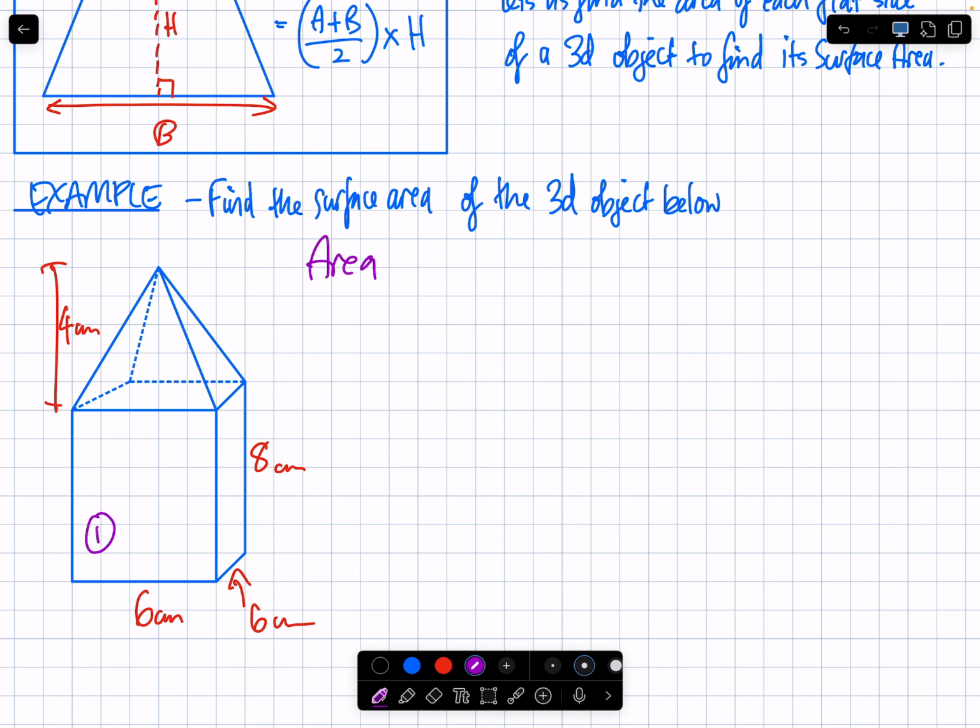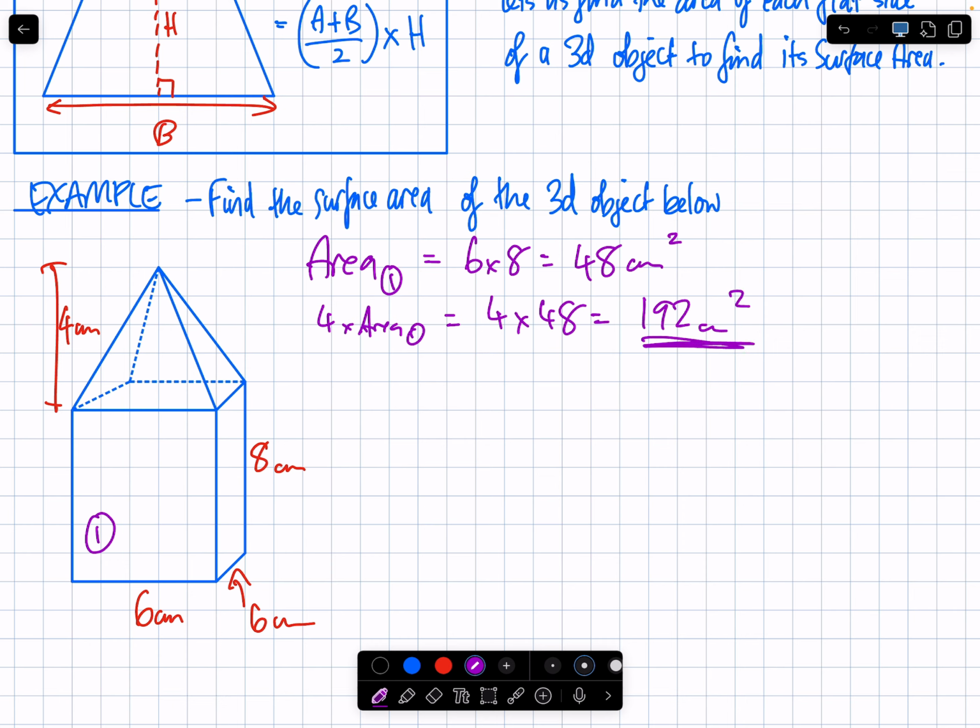Are all the sides around the same? They're all the same. So area of 1. What's the length and width of 1? 6 times 8. That's going to be 48 square centimeters. There are 4 of them. So 4 times area 1 is going to be 4 times 48. Grab your calculator: 192 square centimeters. I'll put an underline there because I need to add those up.